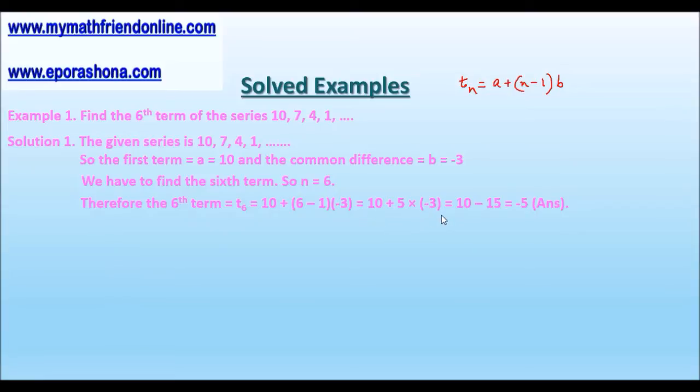So if we simplify this expression, the multiplication should be done first. So 5 times minus 3 will be giving us a minus 15, and 10 minus 15 will be giving us a minus 5 as the answer. So the sixth term according to our formula is equal to minus 5. Let us check.